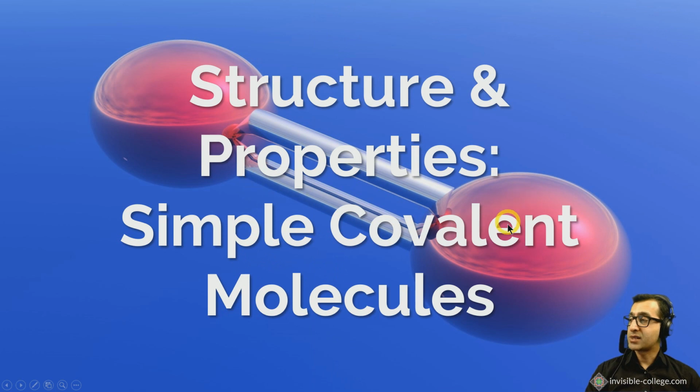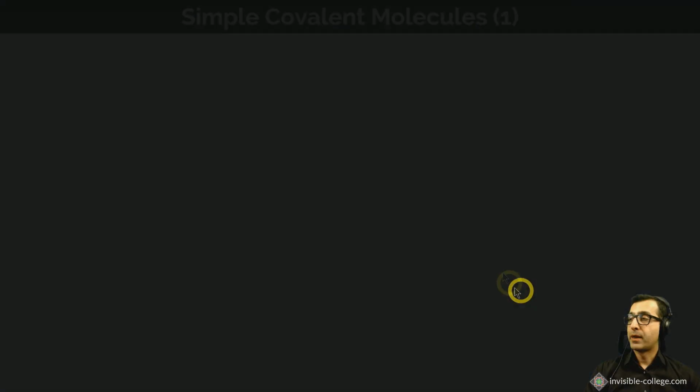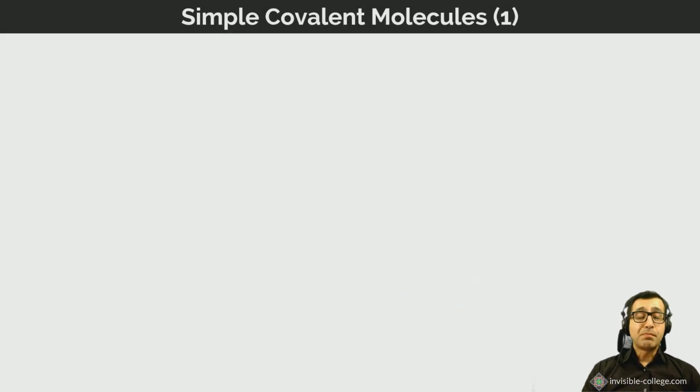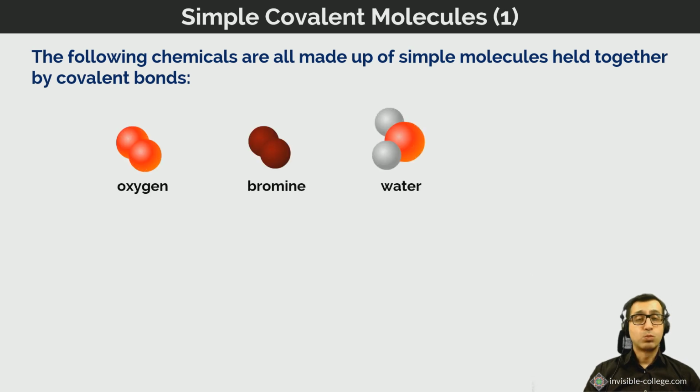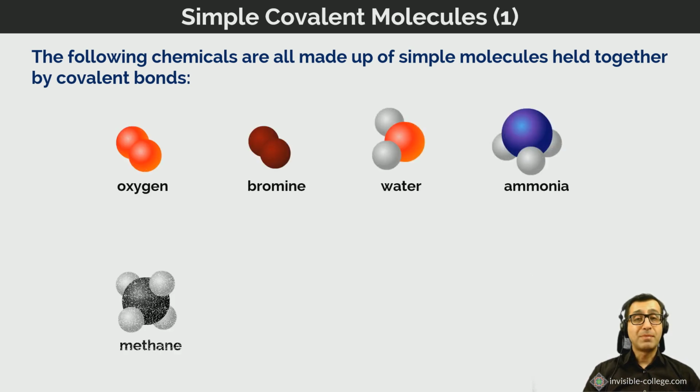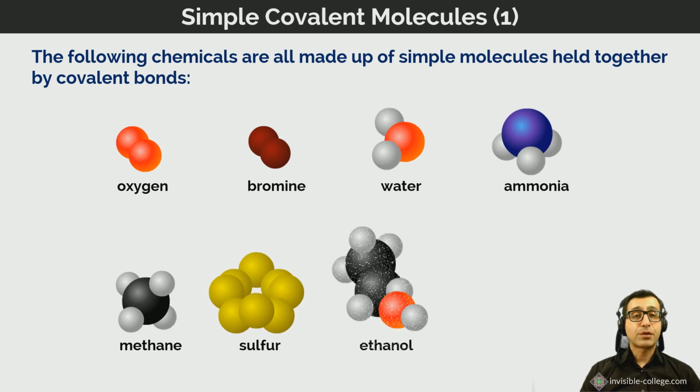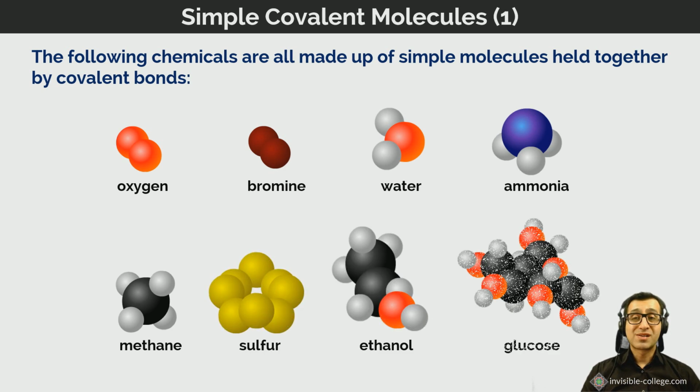So let's start by looking at the structure and properties of covalent molecules first, and then we'll go into covalent macromolecules. So simple covalent molecules are exactly what they say they are. They are small molecules bonded together in simple structures by covalent chemical bonds. So things like oxygen, bromine, water, ammonia, methane, sulfur, ethanol, and glucose. These are all simple covalent substances.